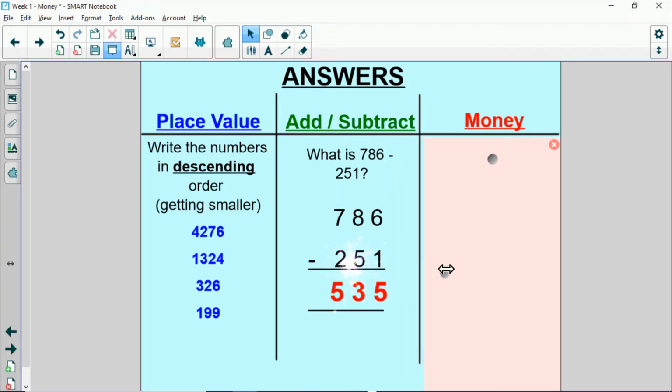If we subtract these numbers, starting with the ones, 6 take away 1 is 5. Then we've got 8 take away 5 is 3. And then 7 take away 2 is 5. Give yourself a tick for 535.